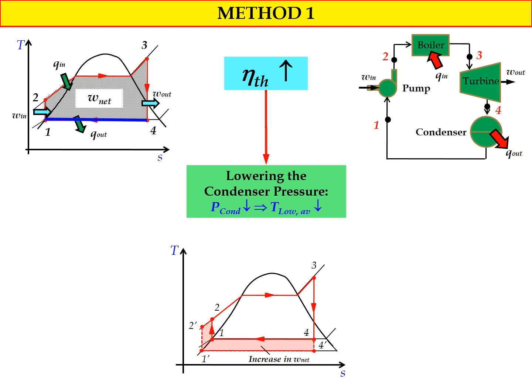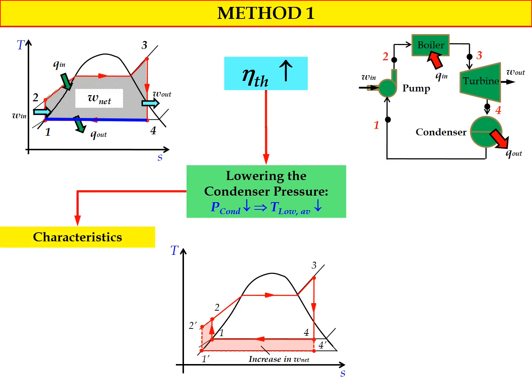Okay, as we mentioned before, if we can increase the value of W net, the thermal efficiency will also increase. So by implementing method number 1, where we reduce the pressure of the condenser, we can increase the value of W net.